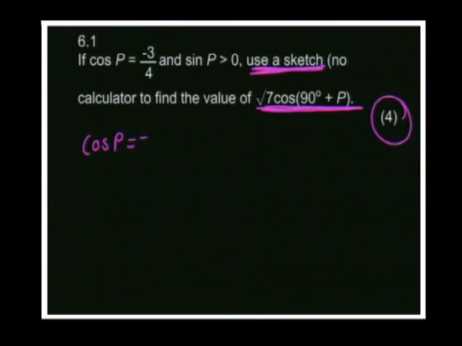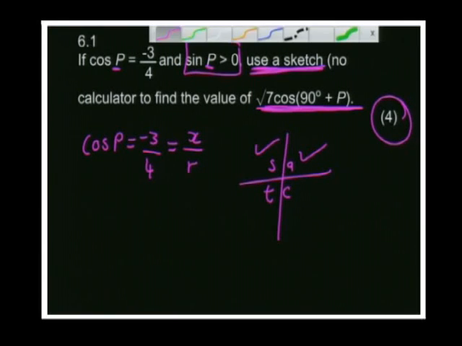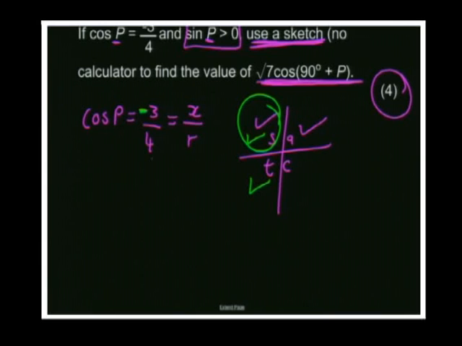So let's see, they gave us cos P here, and they said that's minus 3 over 4. And I know that cos is x over r. They also said that sine P is bigger than 0. I have P and P, so that helps a lot. So sine, where is sine positive? I know that sine is positive in the first and in the second quadrant. I know that cos is negative in the second and the third quadrant. So my diagram will be drawn in my second quadrant.